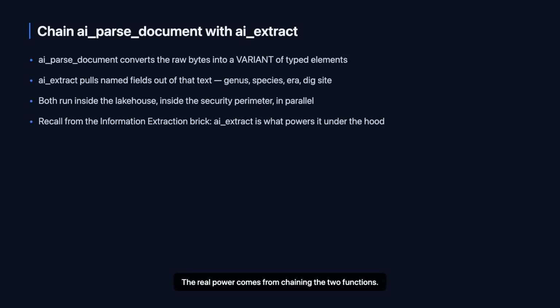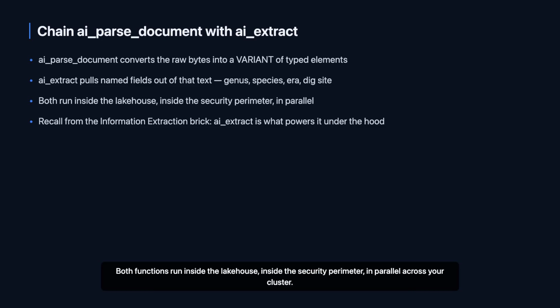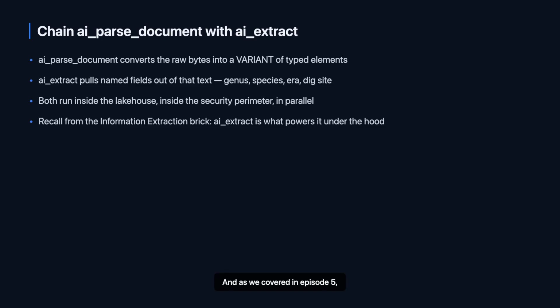The real power comes from chaining the two functions. ai_parse_document converts the raw bytes into that variant of typed elements. Then ai_extract pulls the named fields you actually care about. For DataDino, that's genus, species, era, dig-site, depth, and condition. Both functions run inside the lakehouse, inside the security perimeter, in parallel across your cluster. And as we covered in episode 5, ai_extract is the function that powers the information extraction brick under the hood. The brick is the high-level template. These two SQL functions are what it's actually calling.